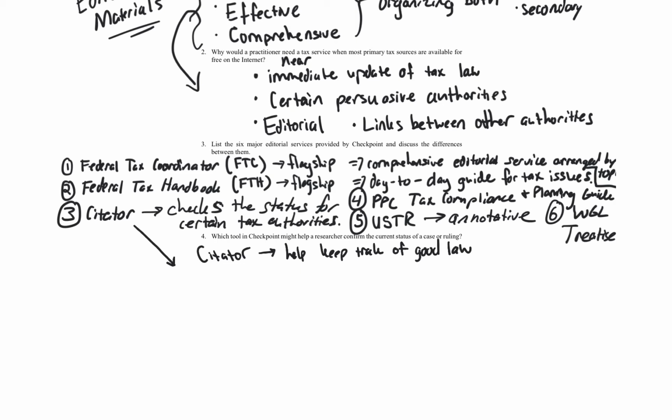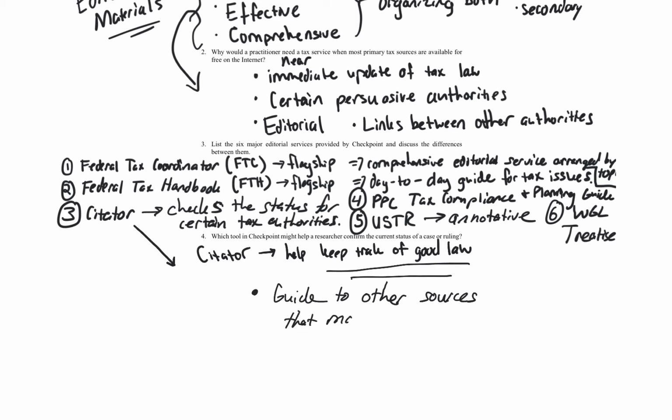Now, why is it used? Well, it's pretty clear. The citator is used mainly to keep track of good law, but as we saw in the intro video, it can also help guide to other primary sources that might be relevant. So it's a way to do research, to guide to other sources that may be relevant.